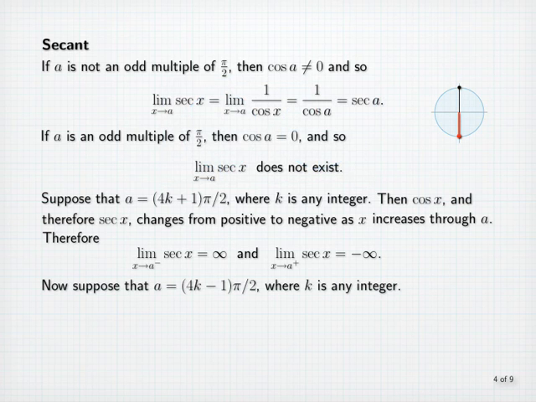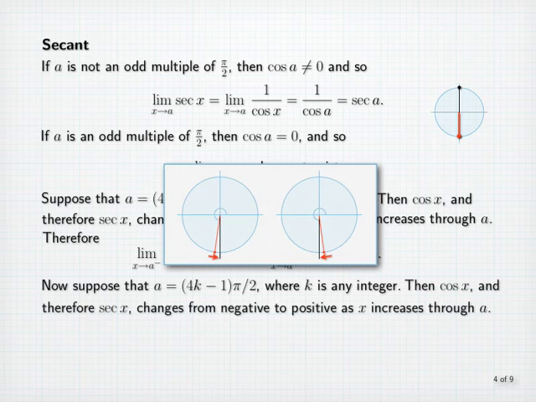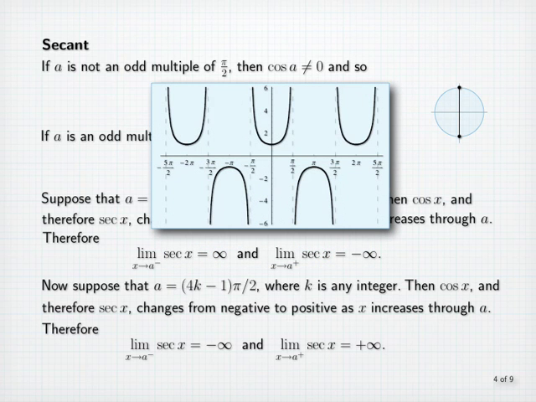So now suppose that a has the form 4k minus 1 times pi over 2, where k is an integer. This is simply a formula which guarantees that a corresponds to the point at the bottom of the unit circle. Then cosine x, and therefore secant x, changes from negative to positive as x increases through a. Therefore, the limit as x approaches a from the left of secant x is minus infinity, and the limit as x approaches a from the right of secant x is plus infinity. This is the graph of secant x. Notice the behavior at the vertical asymptotes, corresponding exactly to the limits that we found here.